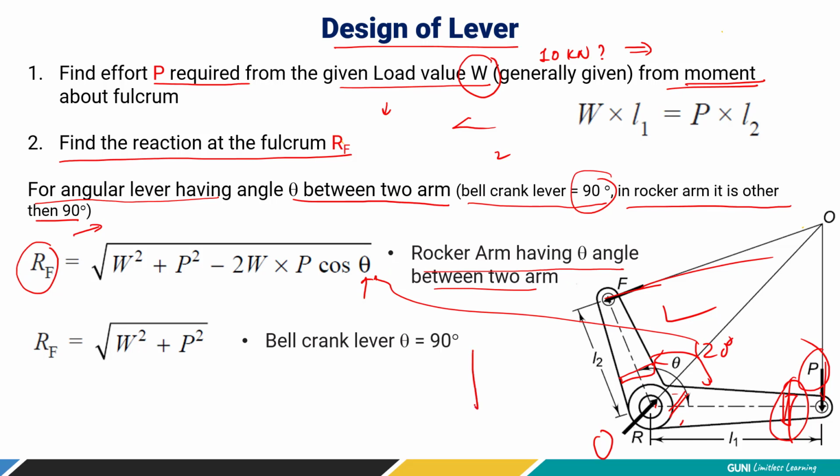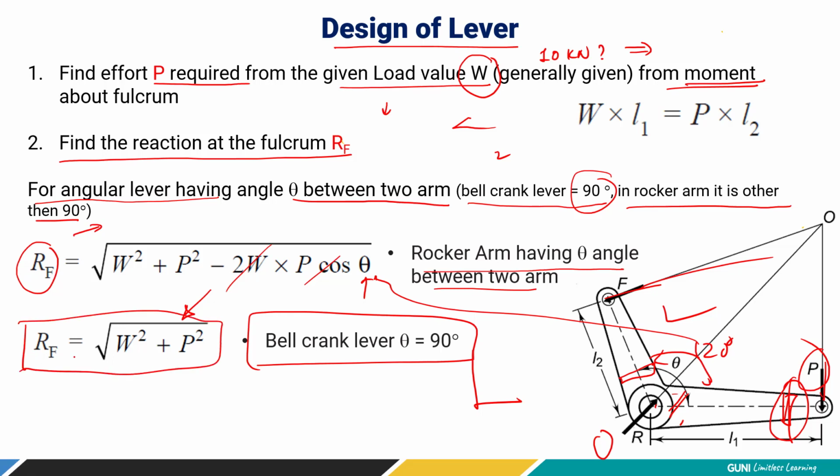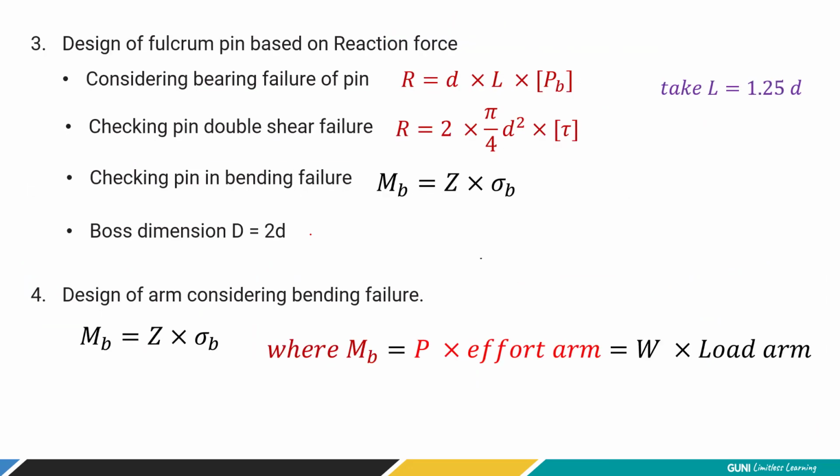If it is a bell crank lever, if you replace 90 degrees, cos 90 becomes what? 0. So this term will cancel out and it becomes the simplified equation for the bell crank lever, right? So whenever there is a design of a bell crank lever, you go straight away with simply W square plus P square. You do not have to remember this. Why? Because theta becomes 90 and cos 90 becomes 0, right? So remember this equation, W square plus P square minus 2W into P cos theta.